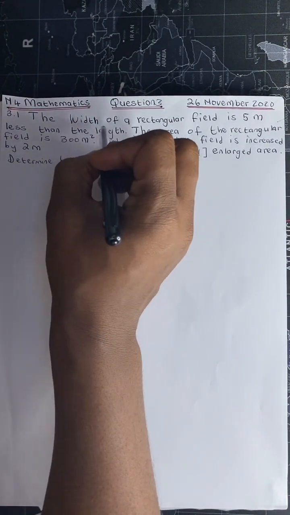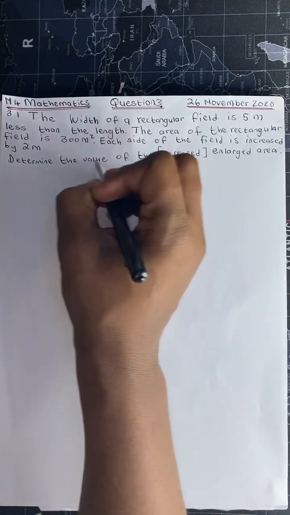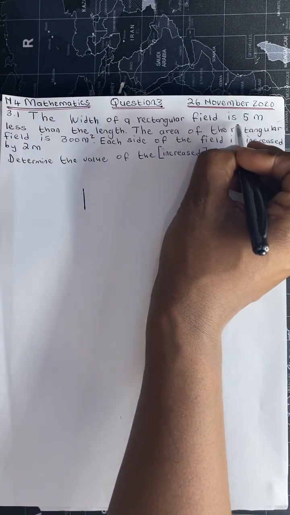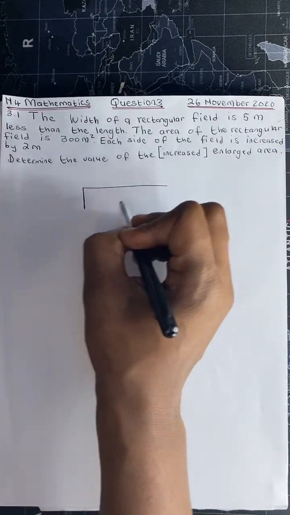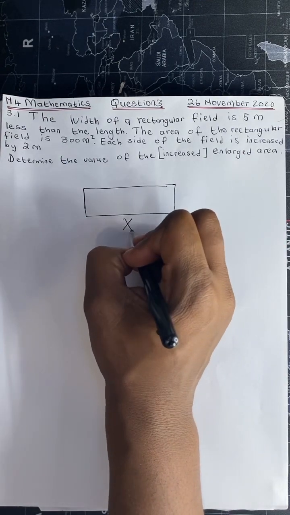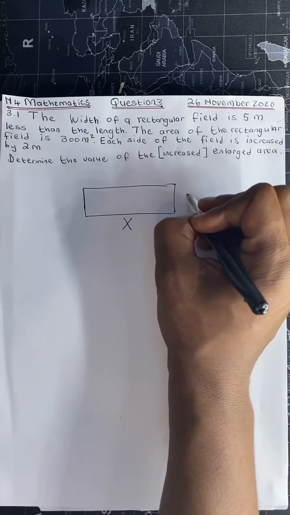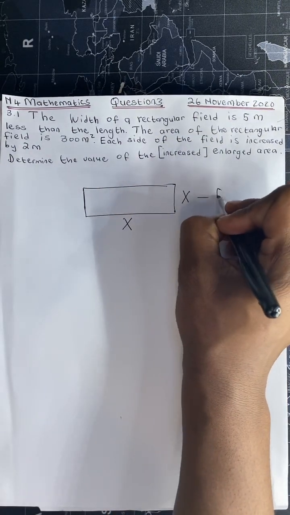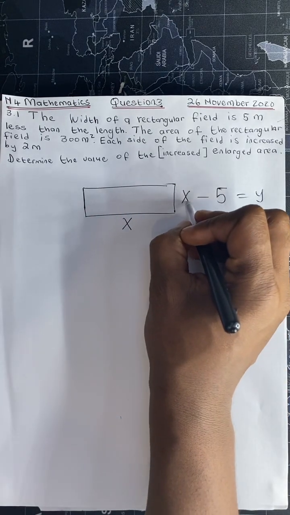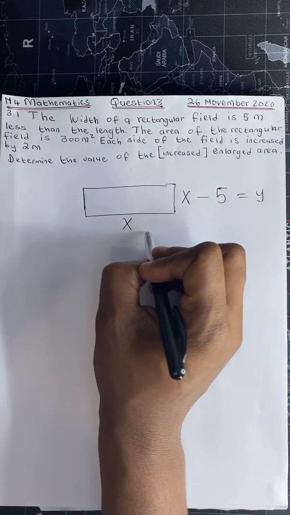So we are told that the width of the rectangular field is 5 meters less than the length. So this is our length x, but the width is 5 meters less than the length. So we have x minus 5, so y is equal to x minus 5. It's 5 meters less than the length.